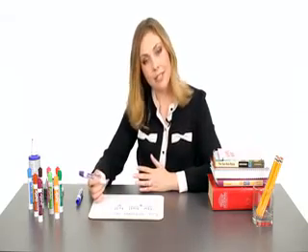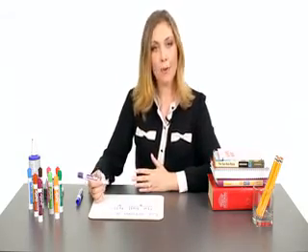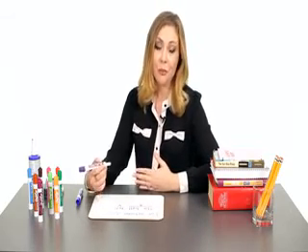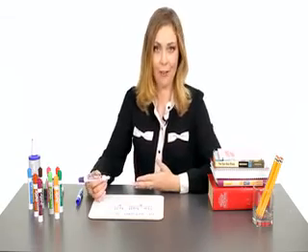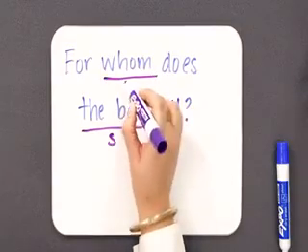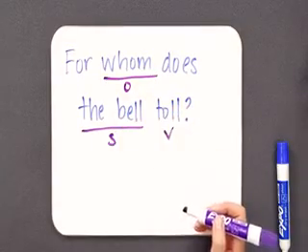The next part of speech we need to find in the sentence is the object. And the object essentially is a noun or pronoun that's receiving the action. So we have to ask ourselves, who is the action falling on? Well, in this case, the bell is tolling for whom? Making this our object.